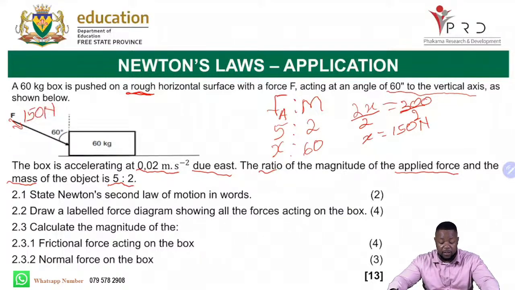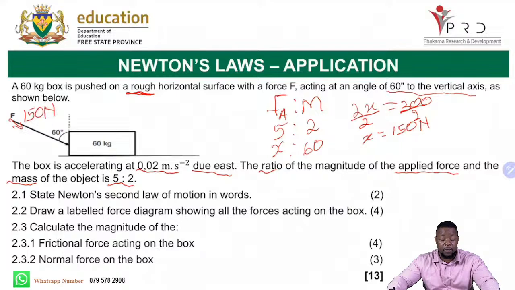So we haven't started looking at the questions yet. We were just looking at the information that is provided, and by looking at that information, we were able to get the applied force. Now, let's start looking at the questions. 2.1, state Newton's second law of motion in words.